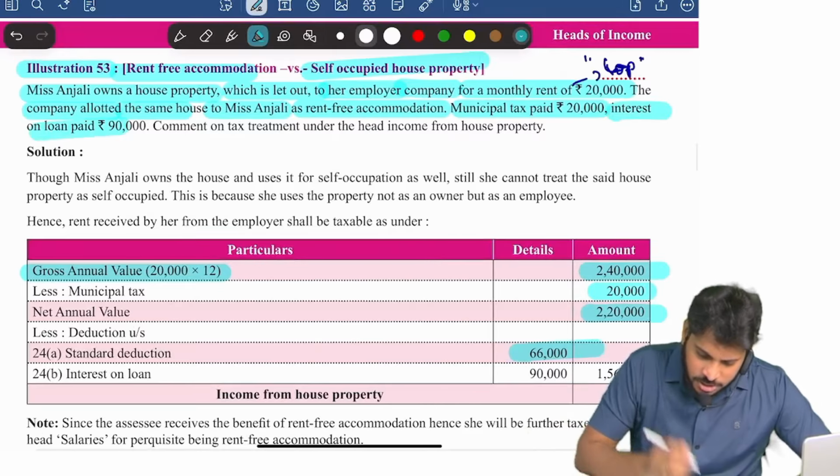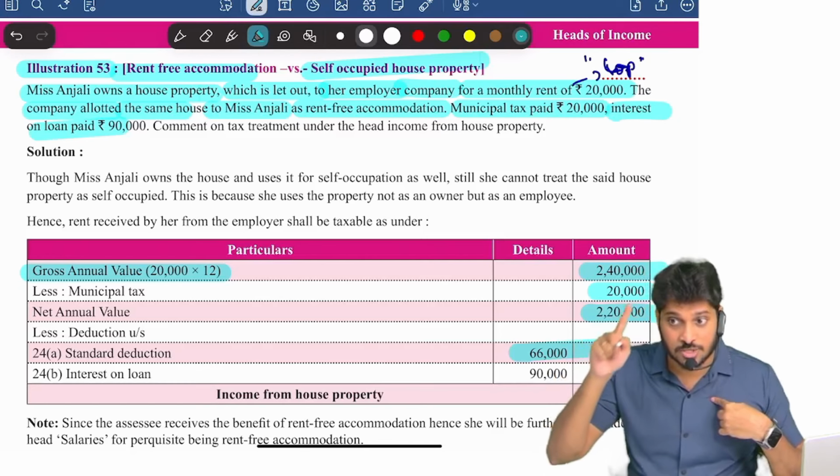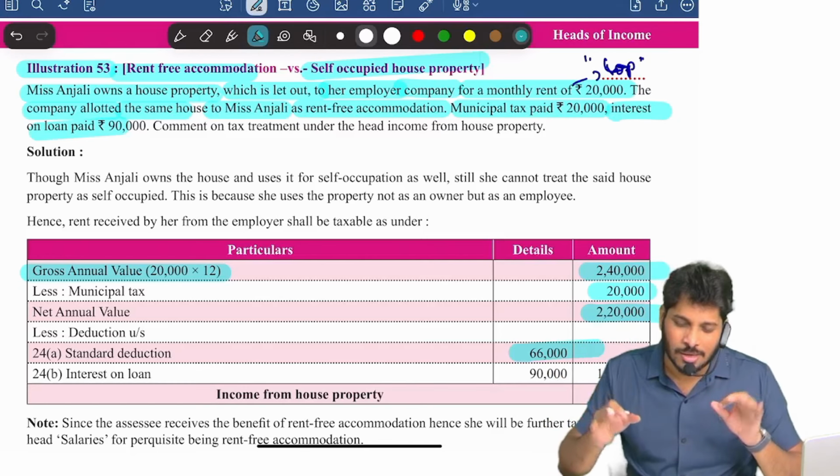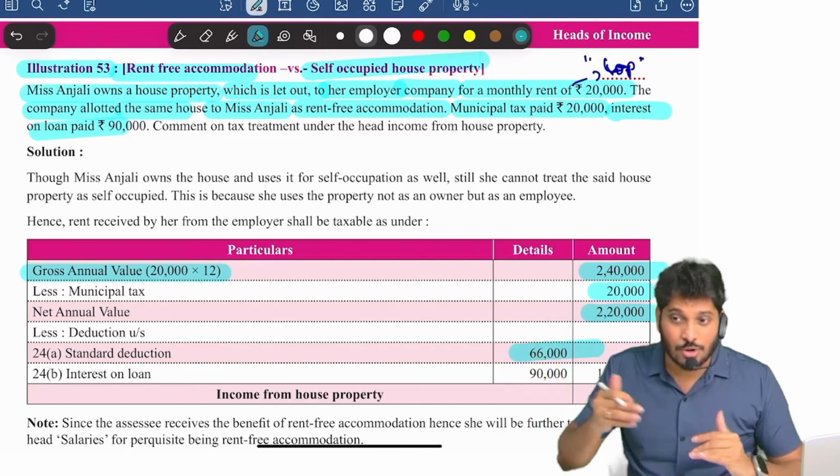Interest on loan paid how much? 90,000. Now here they didn't mention the purpose of the loan. I assume that it is purchase or construction. Sorry. For a let out property, I don't have to look at the purpose. Purpose of the loan, when should I look at?